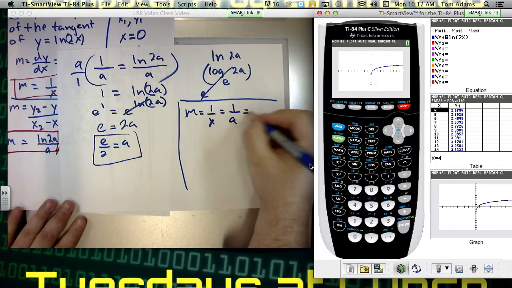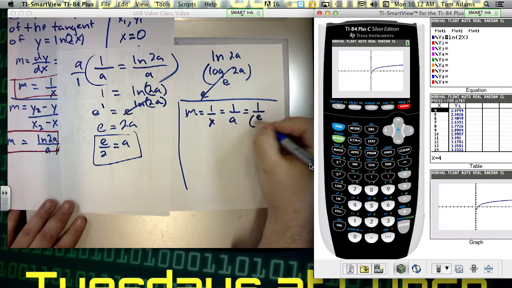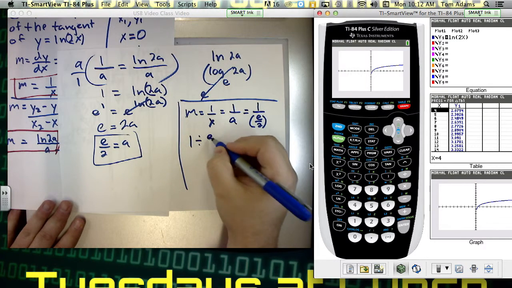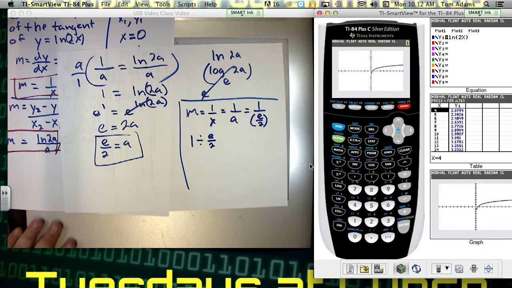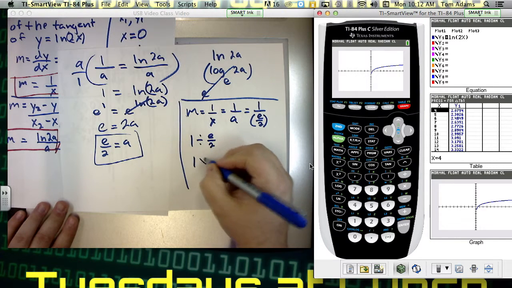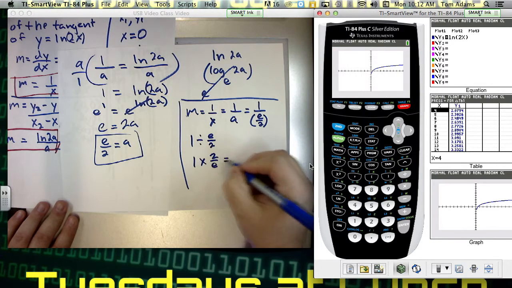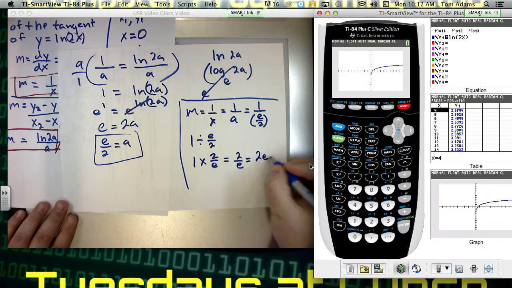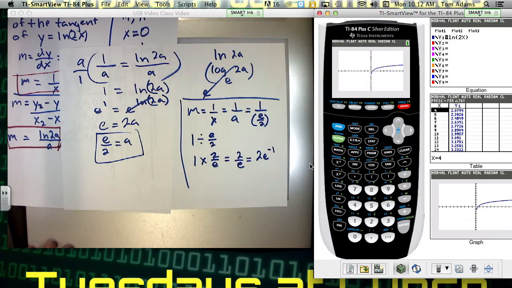So this would be 1 over the fraction e over 2. That's like saying 1 divided by e over 2. What do we do when we divide by a fraction? So we say 1 times 2 over e, which is equal to 2 over e, or 2 times e raised to the negative 1.